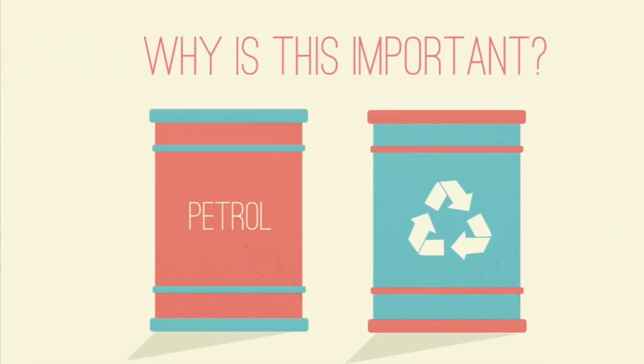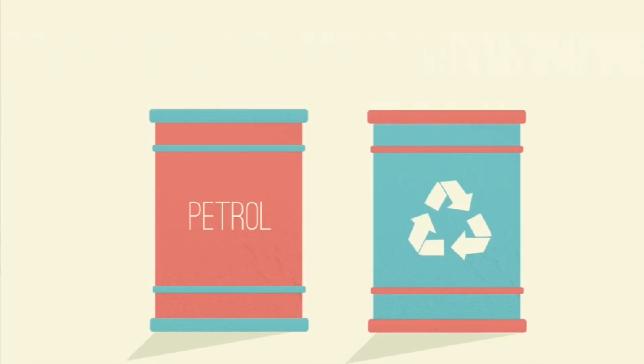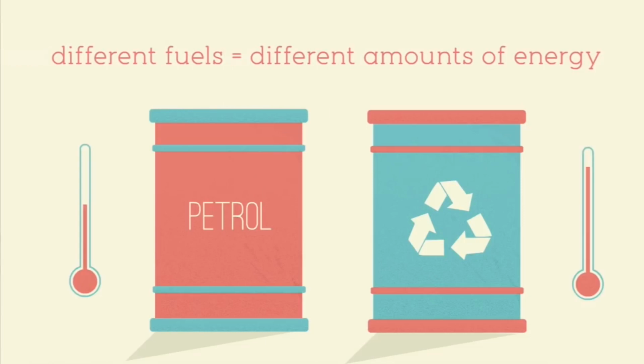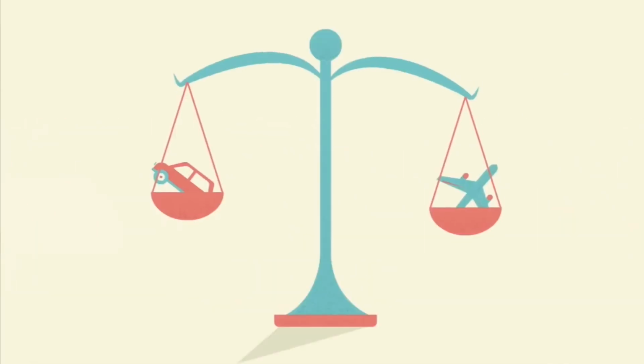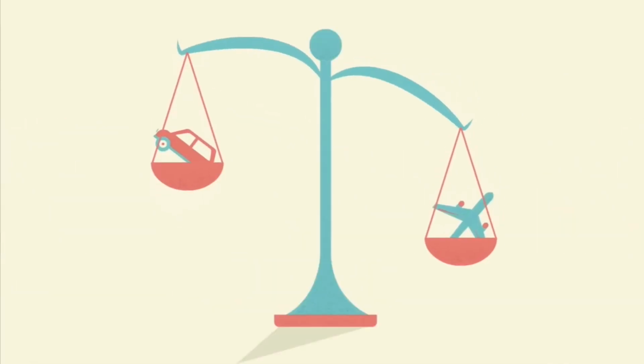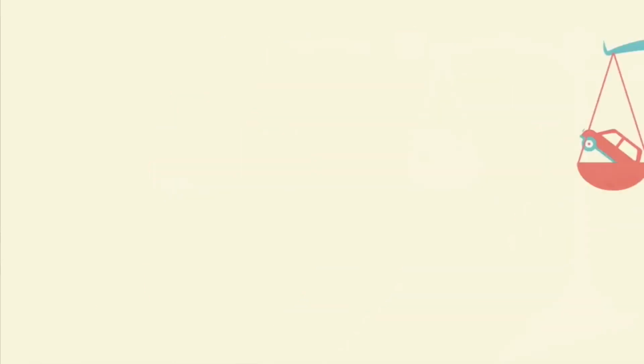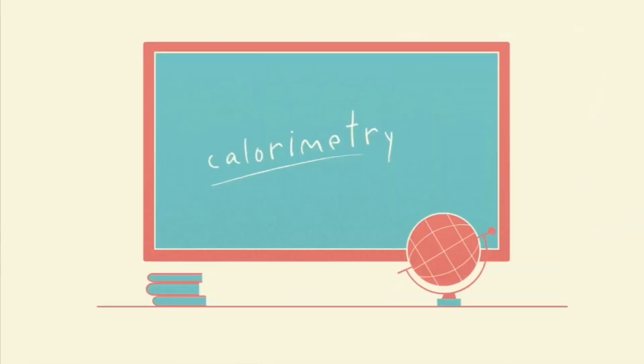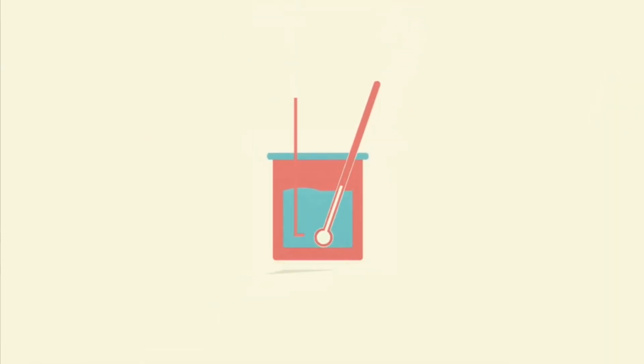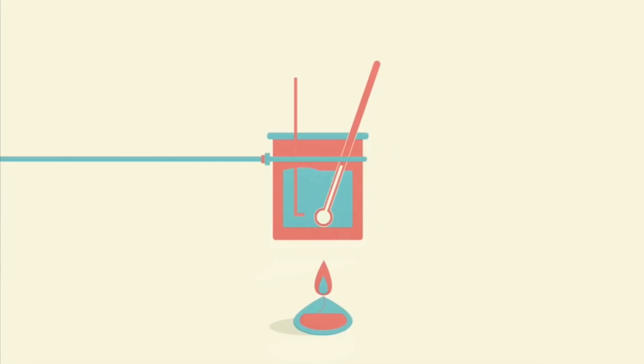Can you think why this might be important? The answer is that different fuels release different amounts of energy. So if you're flying a plane, you need a fuel which releases more energy than say if you were driving a car. This is because the plane is heavier than the car, so more energy is needed to make it move. In the classroom, if you do this experiment, you would do it on a much smaller scale, using a spirit burner. This is what you would need to do.